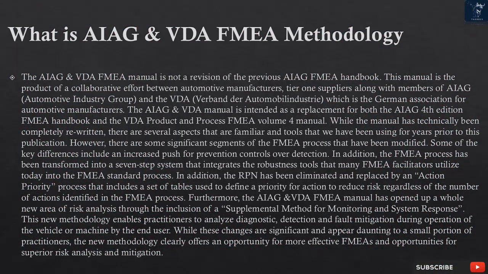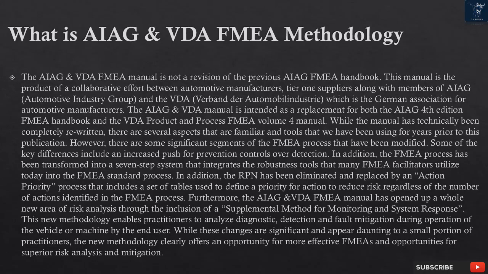What is AIAG and VDA FMEA methodology? The AIAG and VDA FMEA manual is not a revision of the previous AIAG FMEA handbook. This manual is the product of a collaborative effort between automotive manufacturers, Tier 1 suppliers along with members of AIAG, Automotive Industry Group, and the VDA, Verband der Automobilindustrie, which is the German Association for Automotive Manufacturers. The AIAG and VDA manual is intended as a replacement for both the AIAG 4th edition FMEA handbook and the VDA Product and Process FMEA Volume 4 manual.